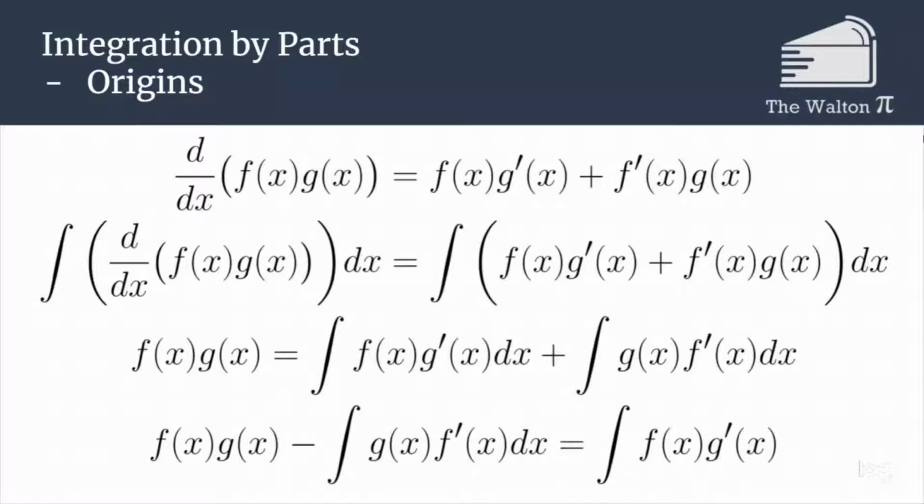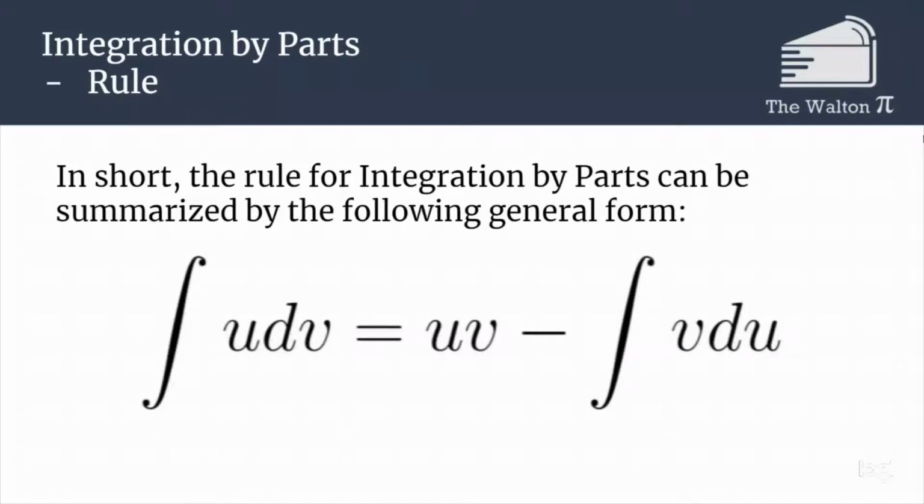If we subtract the g times f prime integral to the other side, we get that f times g prime inside an integral is equal to f times g minus the integral of g times f prime. Let's summarize this in an easier to remember form. This is just the reasoning behind why it works. The rule for integration by parts is the integral of u dv is equal to u times v minus the integral of v du. So u dv becomes uv minus the integral of v du.